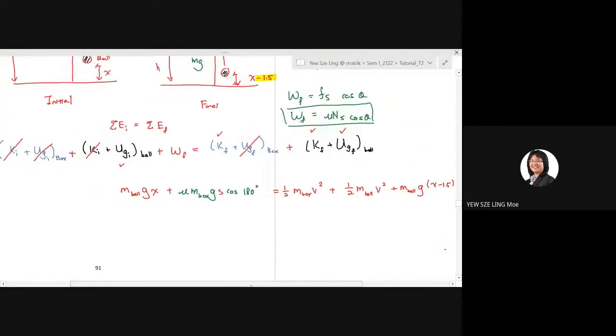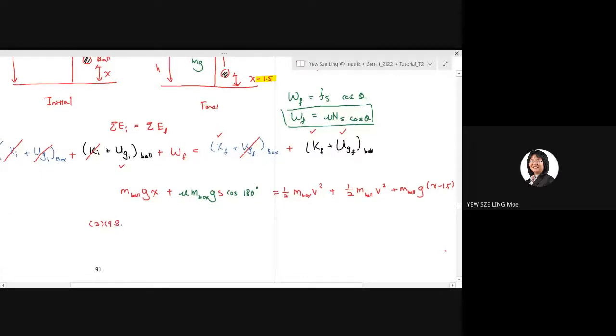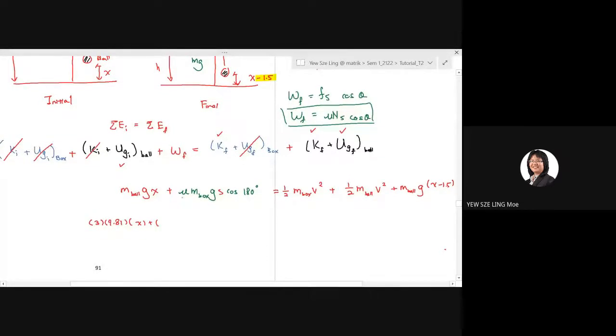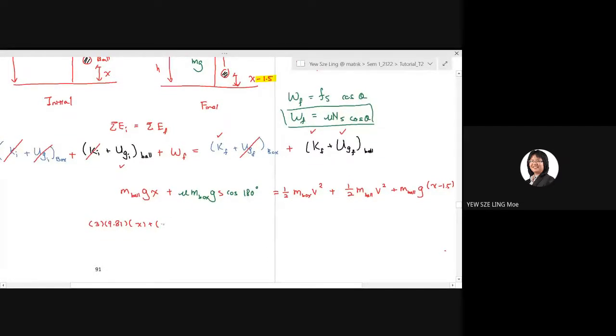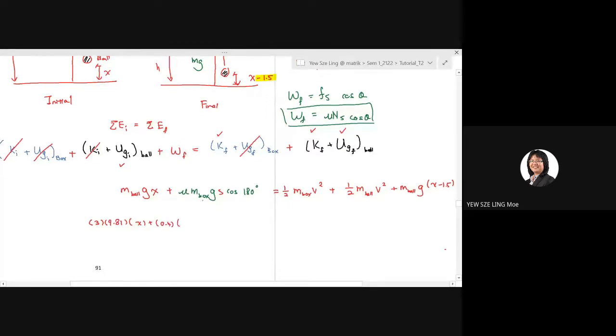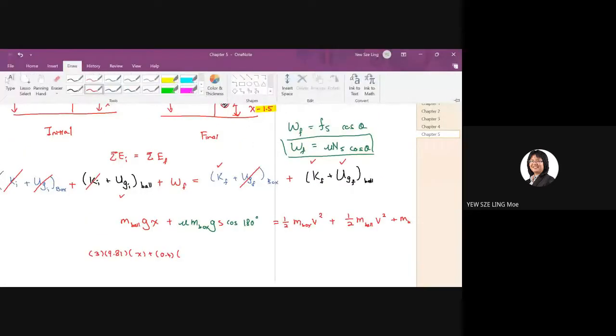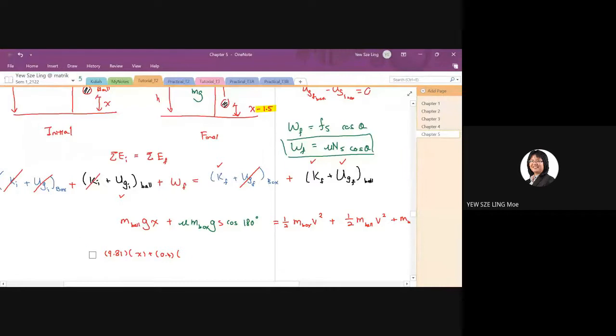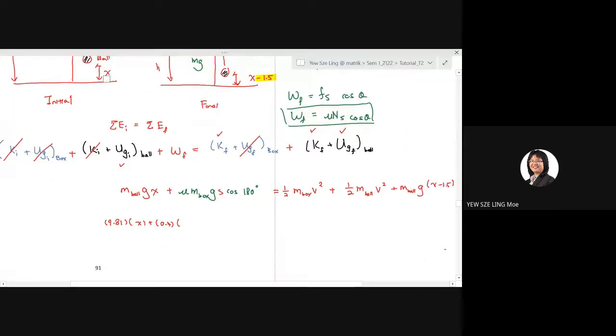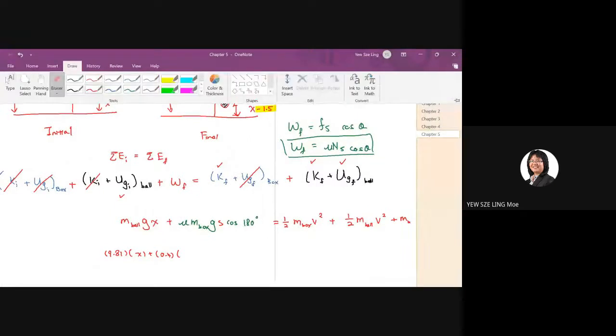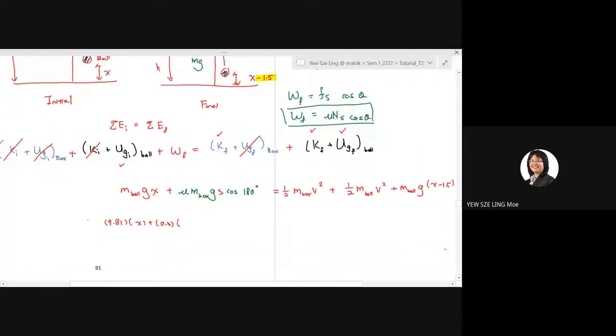Now let's see. M ball, the ball is 3 kg according to the question. So 3 kg, 9.81 times x plus the coefficient of friction, mu is 0.4, times the mass of the box. Aha, I made a mistake here. The mass of the ball is not 3, but 5 kg. Oops. So M ball is 5 kg. M box is 3 kg.